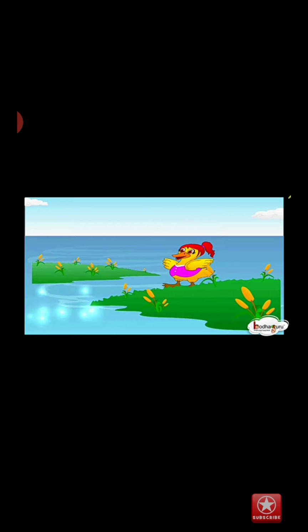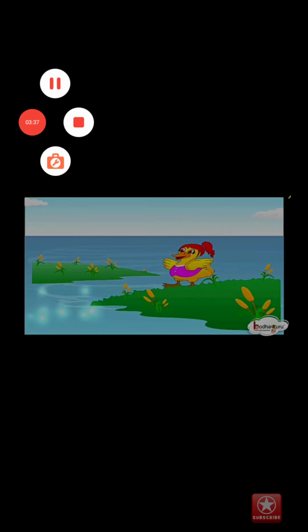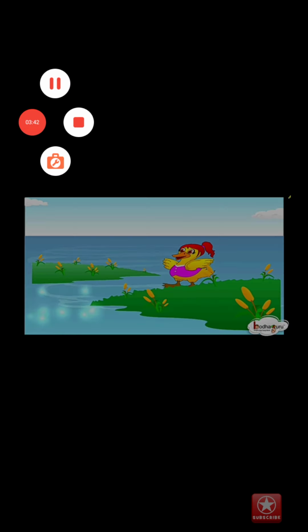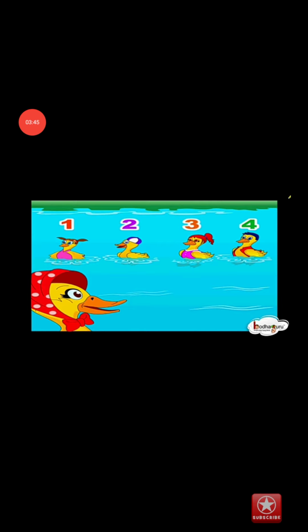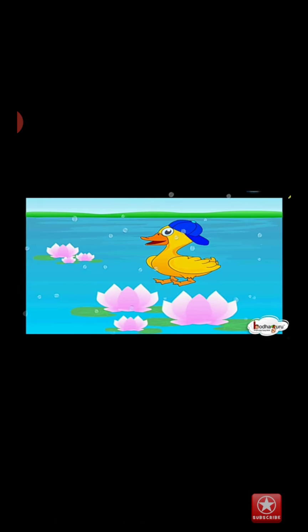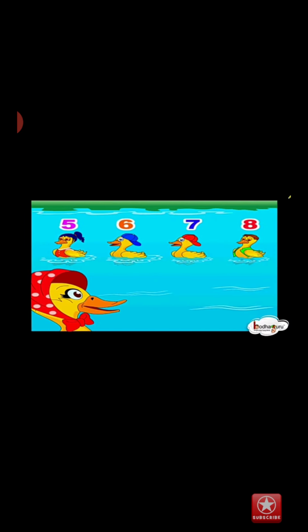Duckling 3 was on the bank of the river. The mama duck felt happy. Duckling joined the other ducklings, counting the rest of the ducklings. She was worried again when she found out another duckling, number 6, is missing. Mama duck found the duckling playing with the lotus flower. Mama duck was happy to see that all her babies were fine.